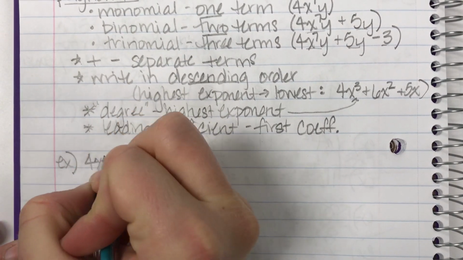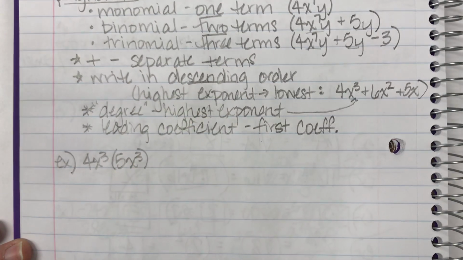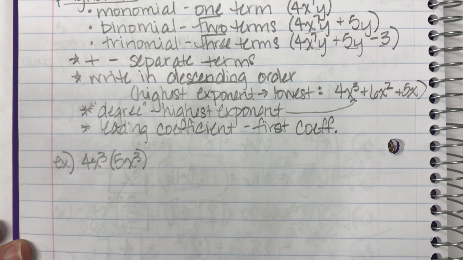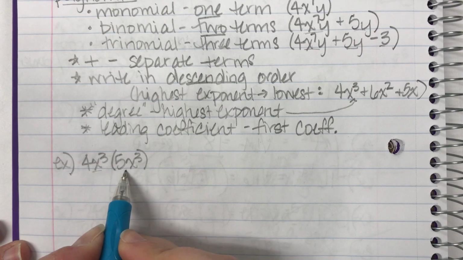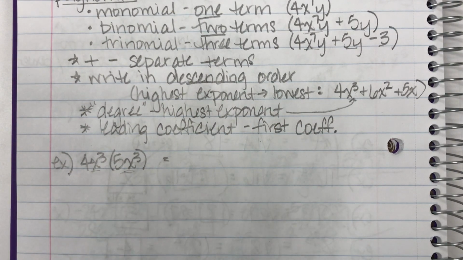So here's the difference in what we've been doing and what we're doing now. We just spent a bunch of time working on exponent laws. And if I had 4x to the third times 5x to the third, this is one term times one term. That equals, here I use my exponent laws.